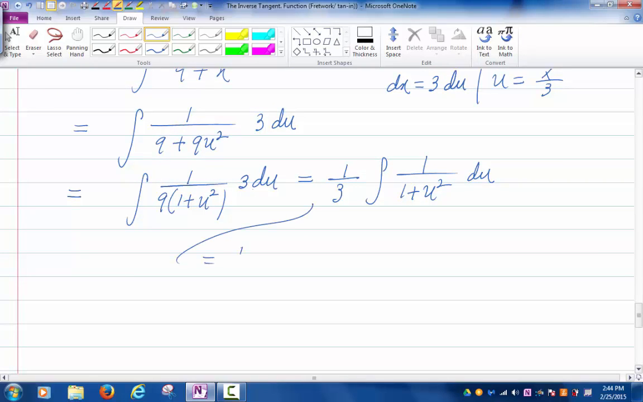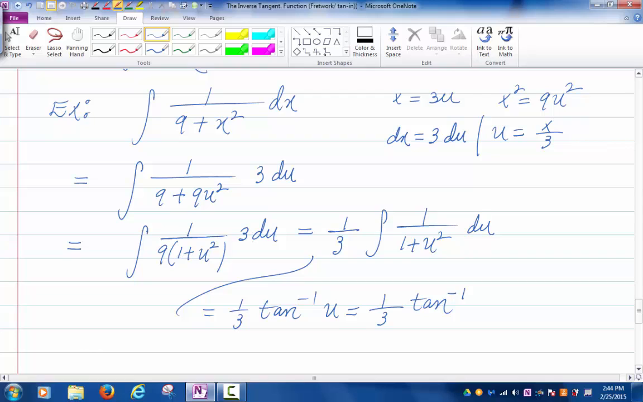Yeah, this is 1/3 tangent inverse of u, right? However, what is tangent inverse of u? What is u? Remember I made the substitution x equals 3u, which told me u is x over 3. So this will be x over 3 plus a constant c. Am I making sense? Now you realize where that 1/3 is coming in the antiderivative.